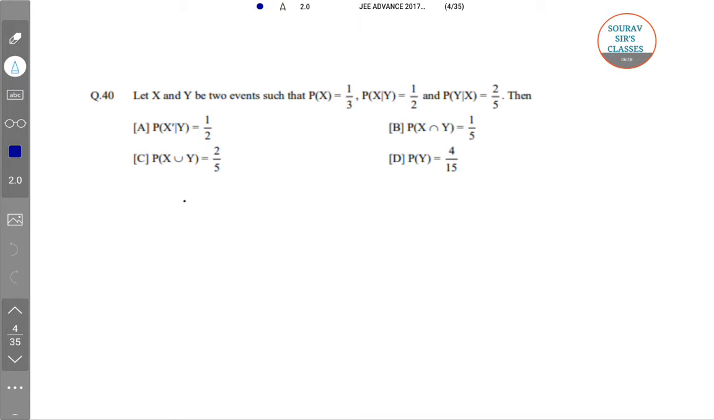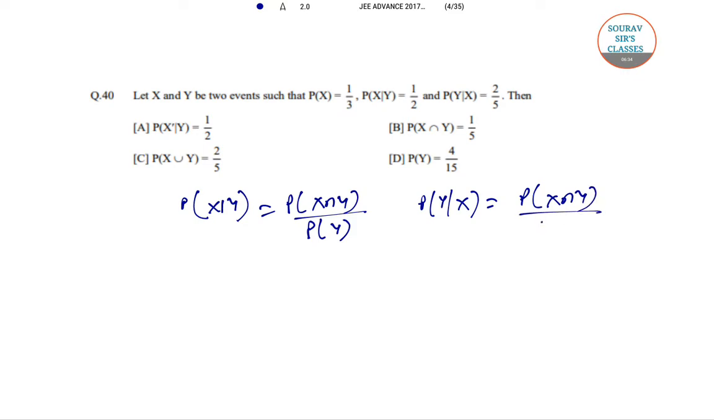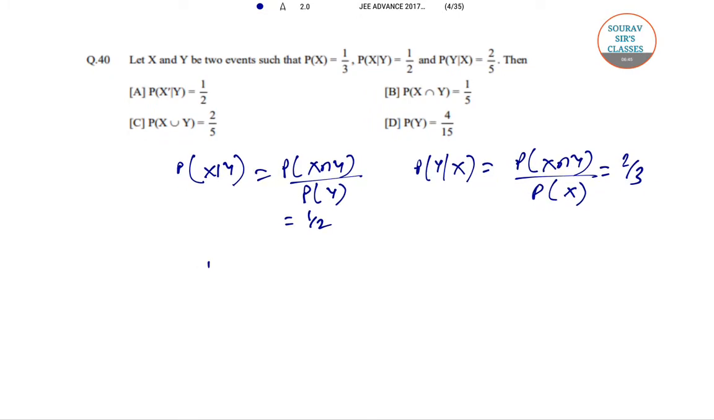So we know that P(X given Y) is P(X intersection Y) divided by P(Y). Whatever is in the condition means Y has happened, so what is the probability of X? So this goes down. And Y given X is just the same numerator, and the denominator is P(X). So P(X given Y) is half and P(X) is 1/3. After solving these two, we can say P(X intersection Y) comes to 2/15.